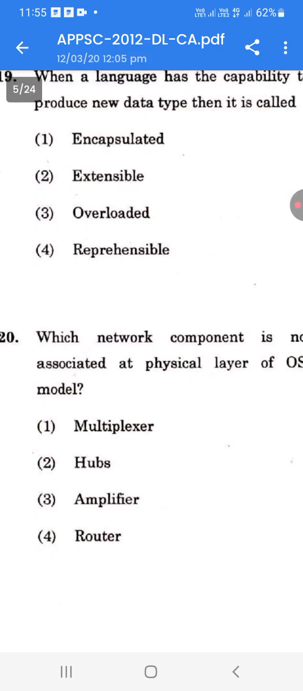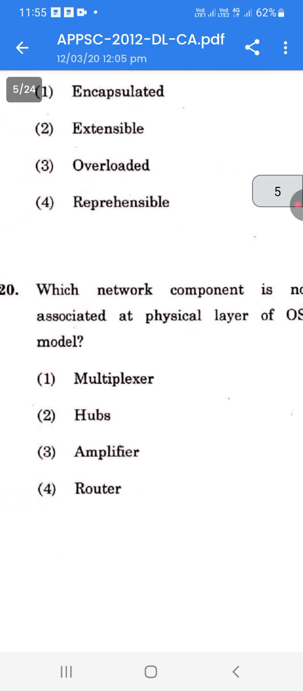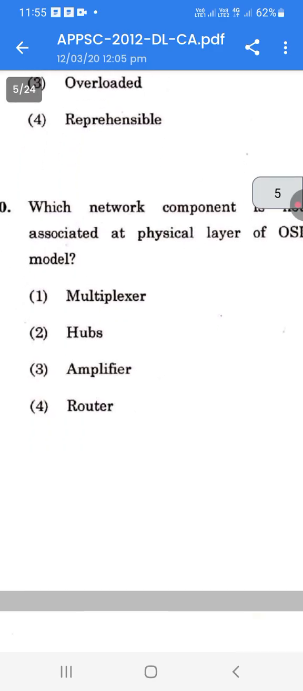Which network component is associated with physical layer of the model? Router is not associated with the physical layer of the model.